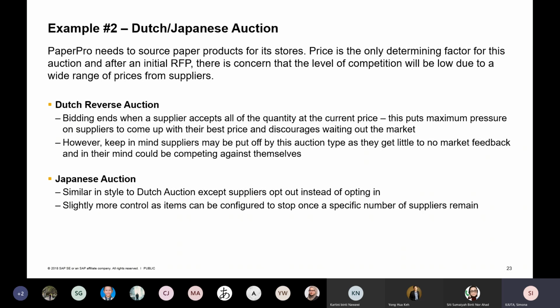The Dutch reverse auction is a solution where you decide that the bidding ends when a supplier accepts all of the quantity at the current price. This will put maximum pressure on suppliers to come up with their best bid price before anyone else and discourages waiting out on the market.